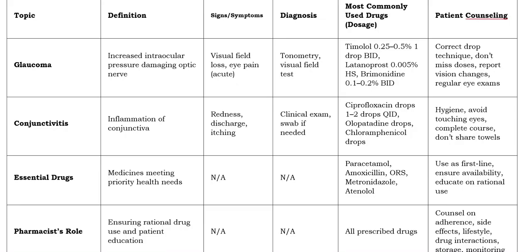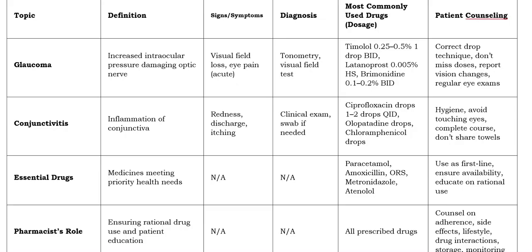The source also lists essential drugs. Not applicable for definition, symptoms, diagnosis, because it's a concept. Examples listed, widely used foundational meds: paracetamol, amoxicillin, ORS (oral rehydration salts), metronidazole, atenolol. Medicines deemed essential for priority health needs. So the concept is about priority meds.